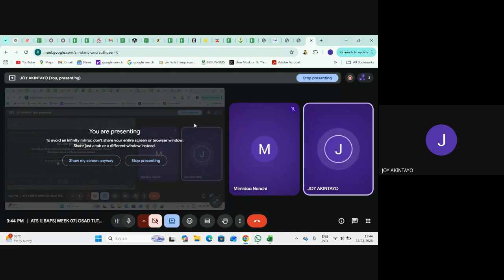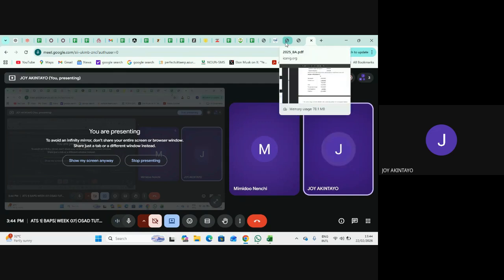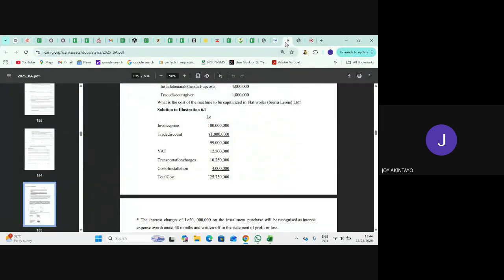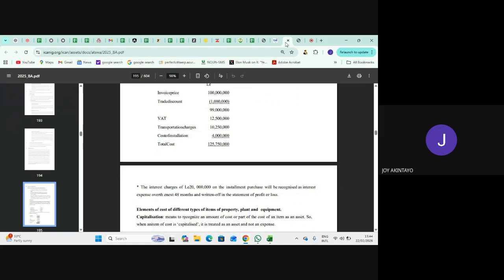I'm sorry for the break in transmission. So now we are considering the invoice price. One, we need to deduct trade discounts. Then we have to add VAT, transportation charges, the cost of installation as part of the cost. Now the interest charge will be expensed in our P&L. So we expense that and we write it off over the period, over 48 months. Are we together?